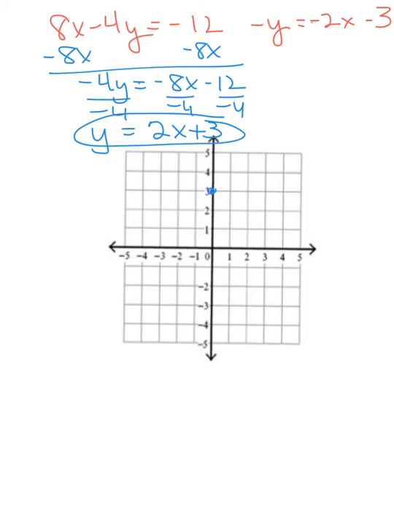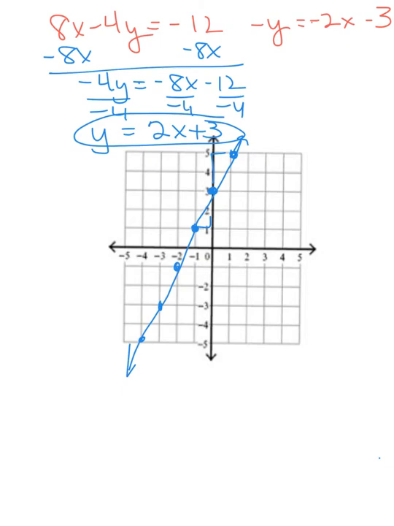Again, my y-intercept is 3. My slope is 2, meaning I'll go up 2. So I'm going up 2 to the right 1. I'll also go down 2 to the left 1, and I'll do a couple more points, so I can get a nice line. So here's my equation of that line right there. y is equal to 2x plus 3.